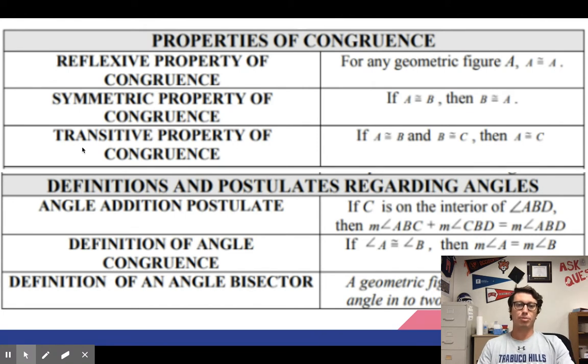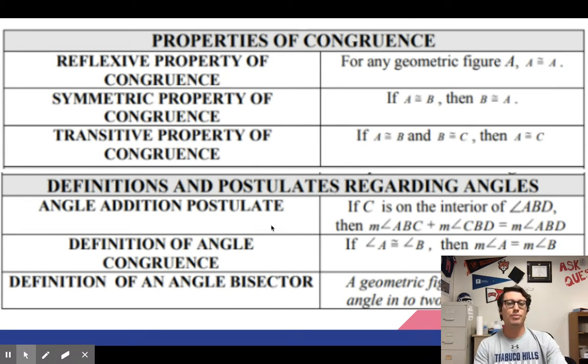And transitive property, again, can also be used as the substitution property, right? If A is congruent to B and B is congruent to C, then A is congruent to C. If A is the same thing as B and B is the same thing as C, you can technically substitute C in wherever you see a B. If you replace this B with a C, then we end up with this over here, which is A is congruent to C.